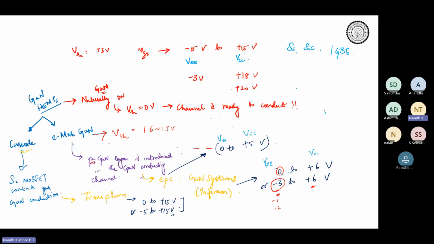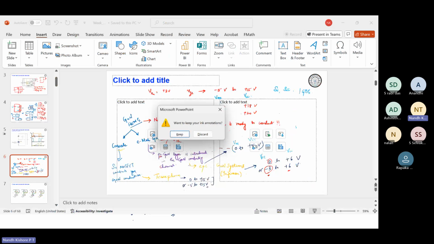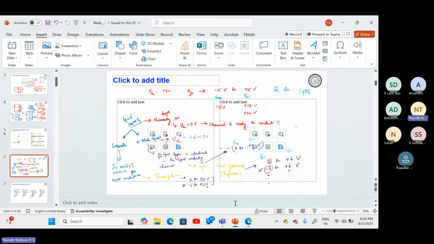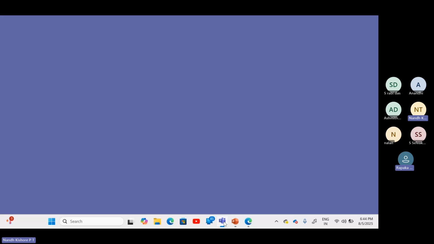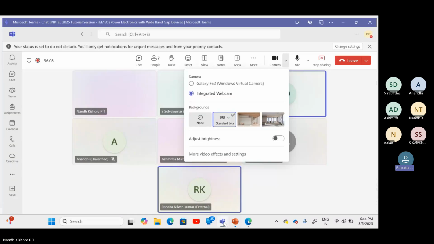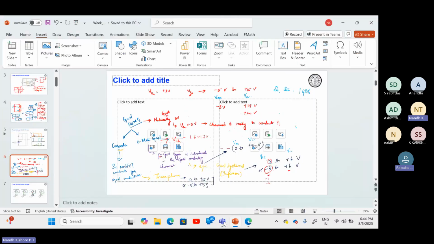But how do you decide whether you want 0 volts or minus 3 volts? Any suggestions or any idea? Sir, if we use negative voltage, false turn on we can eliminate. Correct. So in order to mitigate false turn on, we generally go for negative voltages.